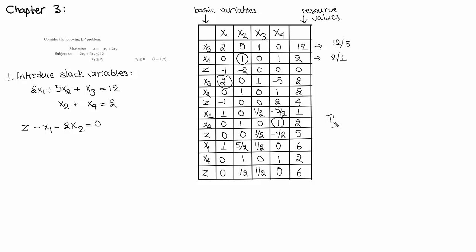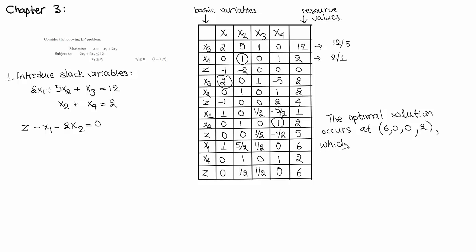So the optimal solution occurs at, so we have 1 here and 0, so x1 is a basic variable, and we can go and see what x1 is. x1 is 6. x2 is not a basic variable, so it is 0. The same with x3 is 0, and x4 as a basic variable is equal to 2.